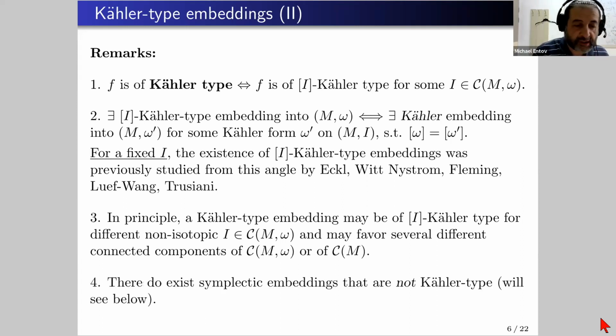Remark number 4 is that, as we'll see later, towards the end of the talk, there do exist symplectic embeddings that are not Kähler-type. So we do have examples for particular manifolds and particular forms of symplectic embeddings for which we can guarantee that they are not of Kähler-type.